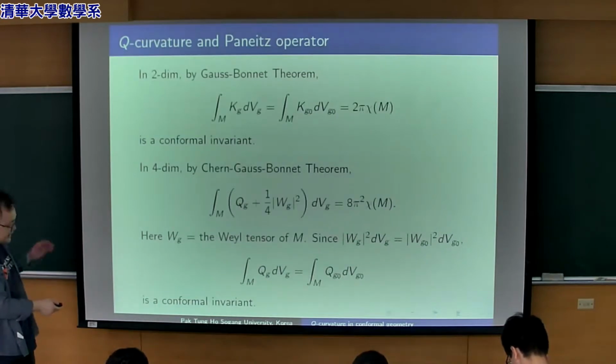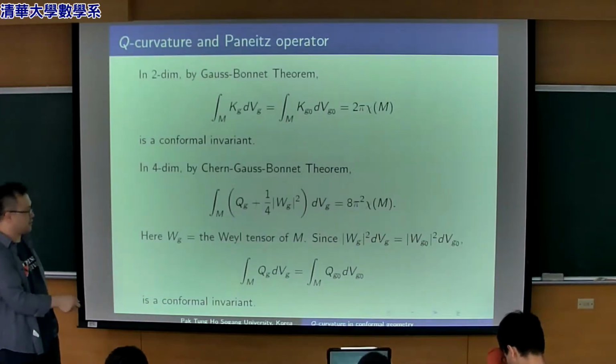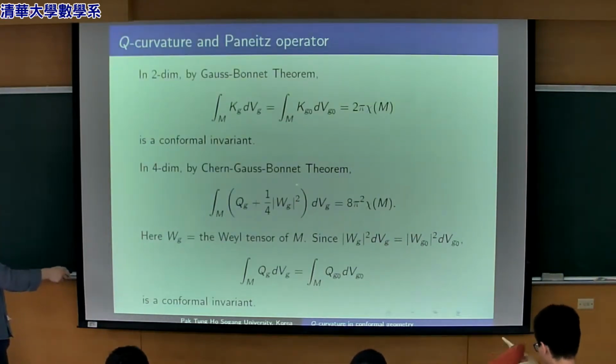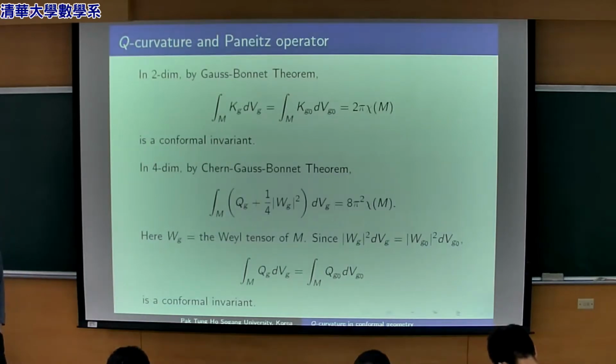At the same time, the integral of the Weyl tensor norm is a pointwise conformal invariant. If you change the metric conformally, then pointwise it is unchanged. So in particular this is invariant under conformal change, and the other is a topological invariant. This implies the total Q curvature is also a conformal invariant, a number that only depends on the conformal class. So once again, it explains the correspondence: total Gaussian curvature corresponds to total Q curvature.